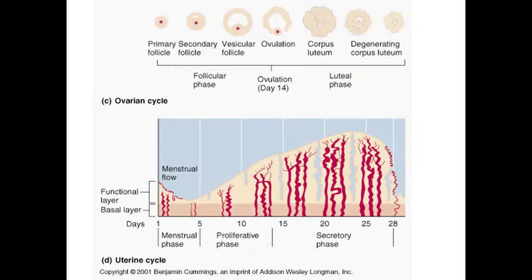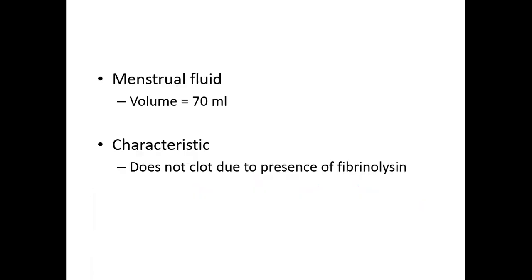So this is another image showing both the uterine cycle and the ovarian cycle. You can see here they can be divided into different phases. This is the menstrual fluid, which is normally 70 ml. There may be an increase or decrease in this. This is the average fluid. The characteristic of this fluid is that it does not clot due to the presence of fibrinolysin, and because of this substance, there is no clotting of the menstrual blood.